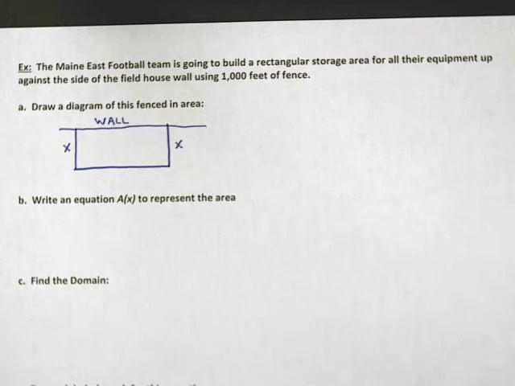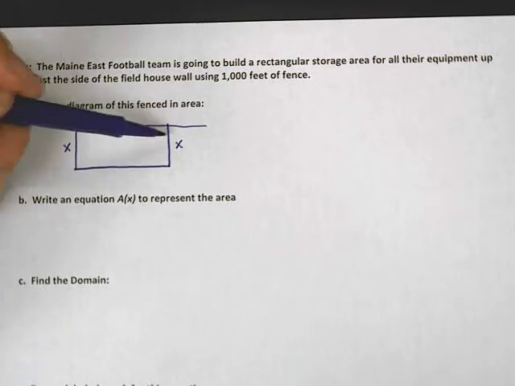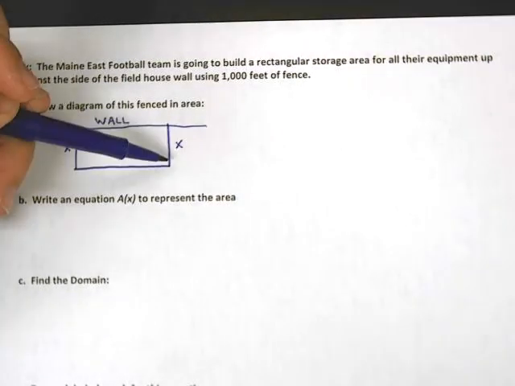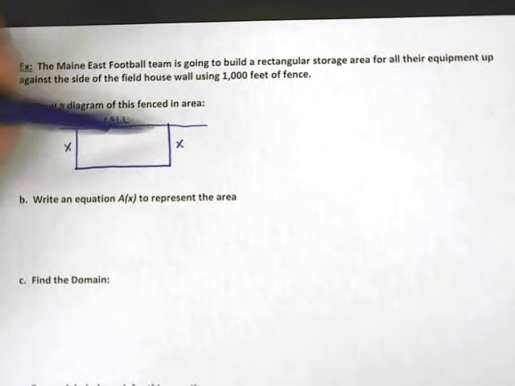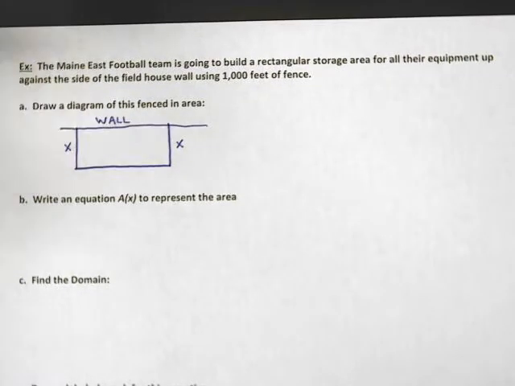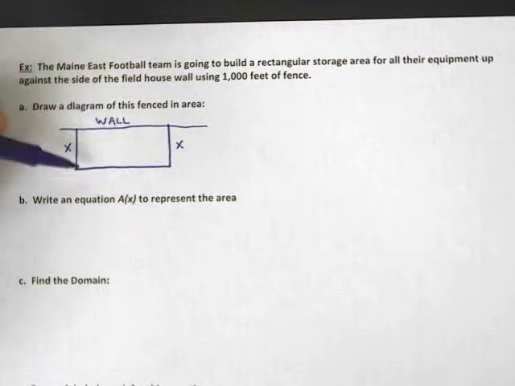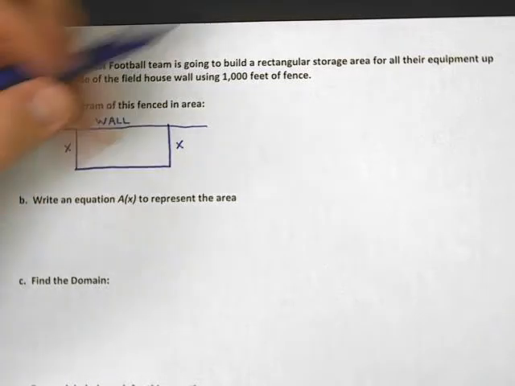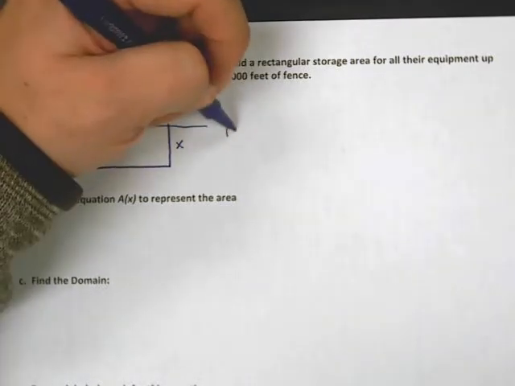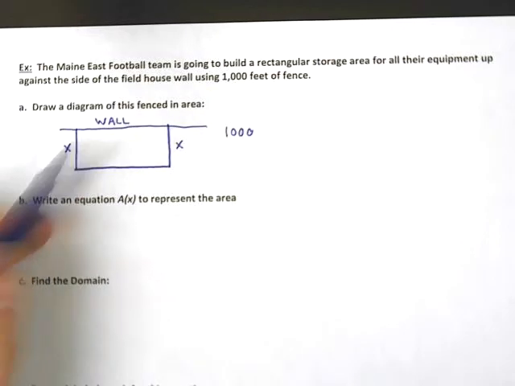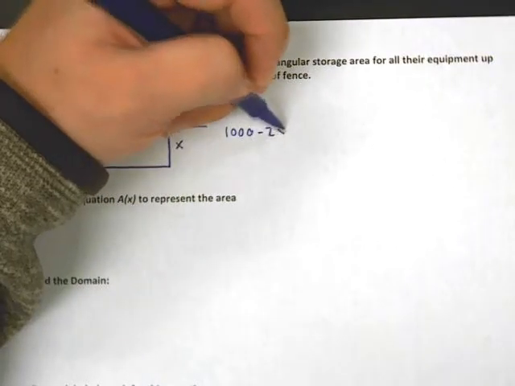Now let's think about this. If this side is x, then this other side has to be x. That's just properties of a rectangle, right? They have to be congruent sides. The last thing we need to think about is, what is this last length? Well, we had 1,000 to start with, and we just used 2x worth.